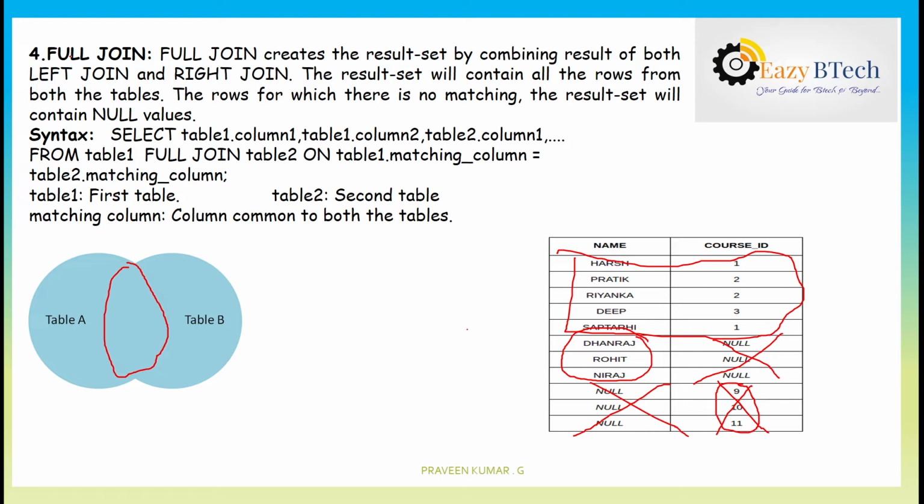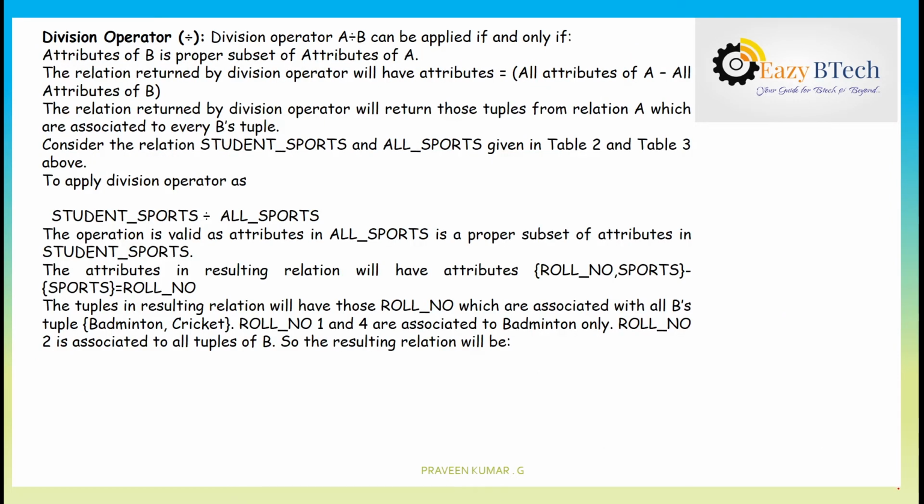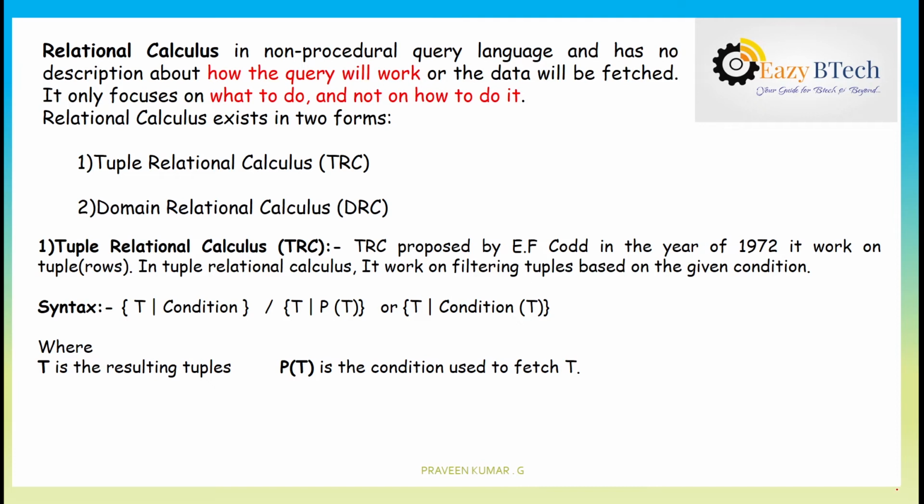This is about the full join. What is a full join? A full join is used to print the common values and the Cartesian product of each and every value. This is about the full join. Okay, that is about relational algebra.